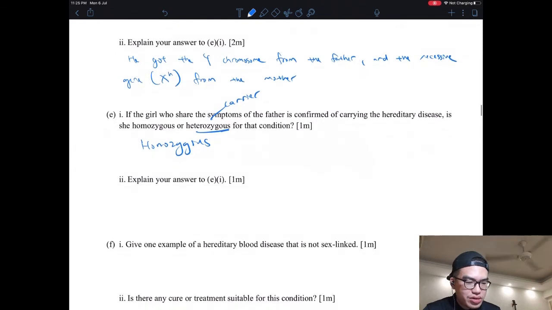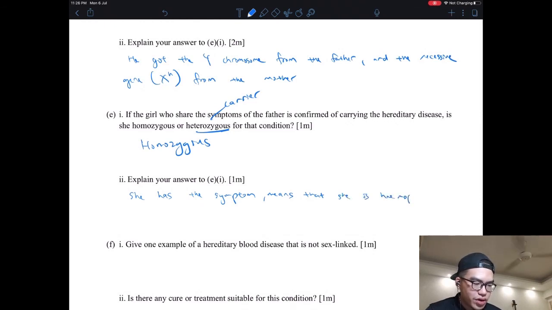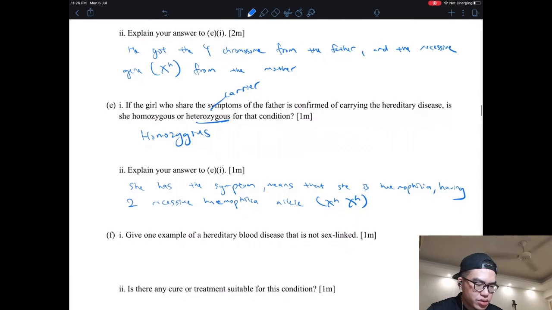So how should you say this? She has the symptom, which means she has two recessive hemophilia alleles, X^h X^h, which you can call homozygous recessive. Just explain how it is and you get your marks. It's very simple to score in this chapter.